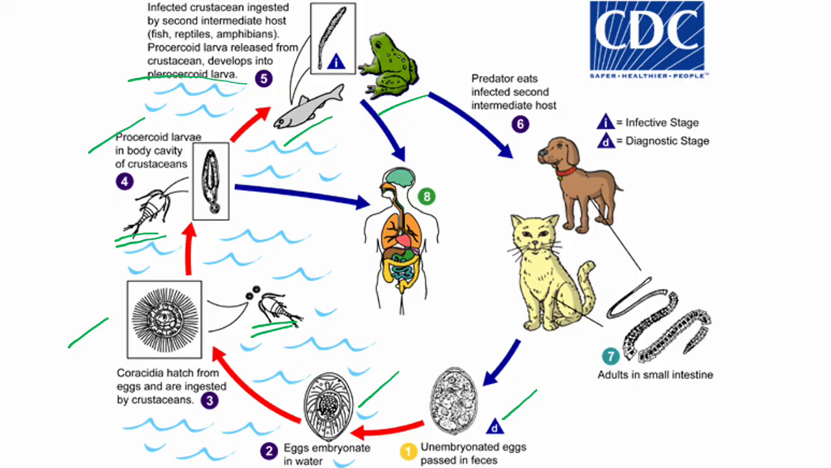Humans may acquire these larvae in two ways. The first one is through drinking contaminated water, where we can harbor the procercoid larva, or next is through eating undercooked or raw chicken, frog, or fish meat, where we can harbor the plerocercoid larva. So in humans, there is no development of adults, so the particular larva will inhabit the tissues of our body.